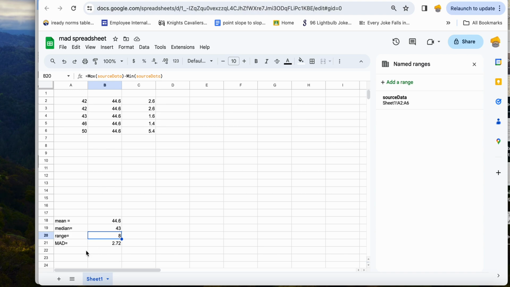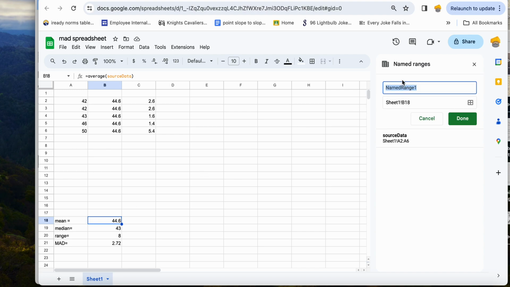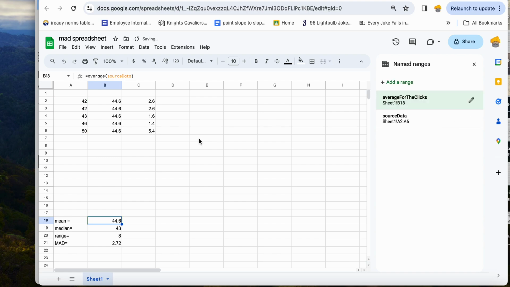Now, what else could we do that would help to make this better? Notice how your mean is right there in B18. So let's add a named range, and let's put in our average for the data, or average for the clicks. Then over here, instead of copying that value each time, notice how you don't need this table anymore at all.